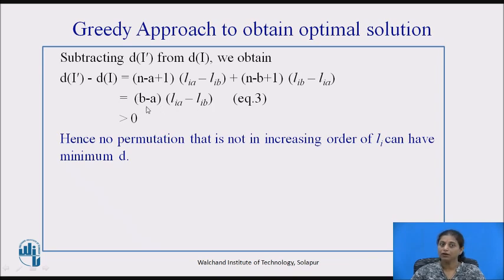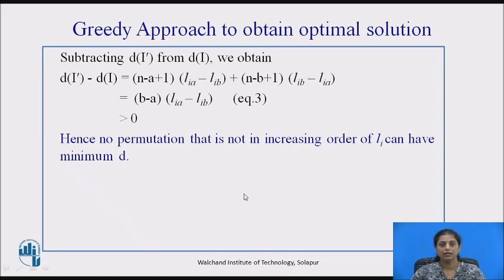Now B is greater than A, and the length of the Ath program is greater than the length of the Bth program, so obviously this value is greater than 0. This means the time required for the I dash permutation is greater than the time required for I, where we have stored all the programs in increasing order of length. So this is the proof.